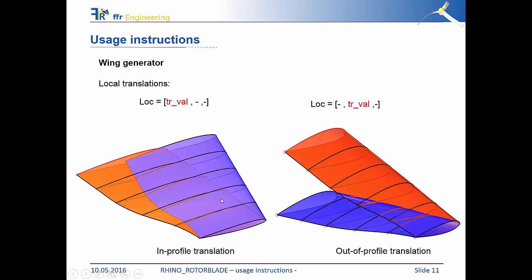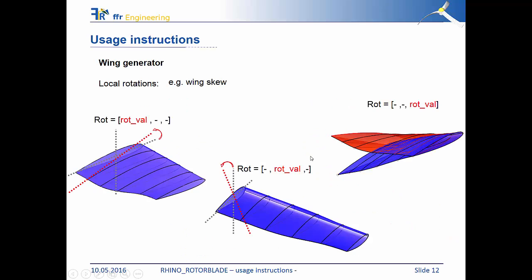So in this picture we added something increasing with the distance from the root, and you see here the deformed orange shape, that you can produce a shape going in this direction, in the wing chord length direction. And if you play around with the second parameter, you apply something going out of the wing plane. And then there are some rotation values, for example the wing skew.